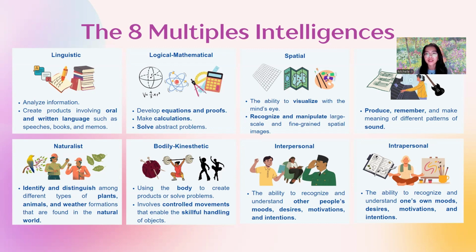Next is musical intelligence, which is the ability to produce, remember, and make meaning of different sound patterns. Essentially, it is making music, remembering what music sounds like, and also being able to execute it. Next is naturalist intelligence, and it's self-explanatory. It characterizes people who are good in dealing with matters related to nature and are very informative on nature. So they can identify and distinguish among different types of plants, animals, and weather formations that are found in the natural world.